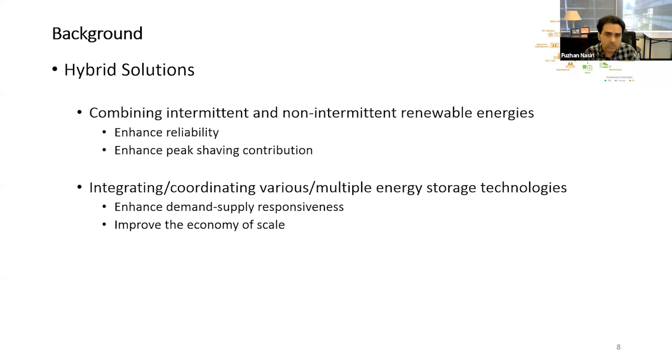And on the storage side, we also look into diversifying, because as I mentioned before, when you increase the scale, you improve the economy of scale. And also when you have diverse distributed systems around, you enhance the resiliency, because if one system is off, the others can catch up and compensate.